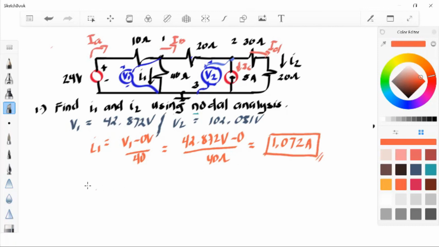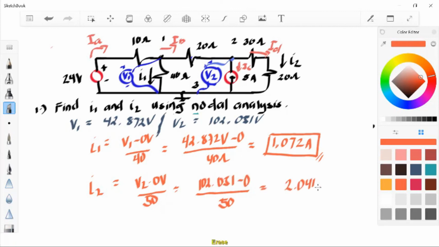Okay, and to find I2, that is nothing but V2 minus 0 volts divided by the total resistance in that loop, that is 30 plus 20, which is 50. Therefore, that is 102.051 minus 0 divided by 50 ohms, that is equals to 2.041 amps. There you have it.